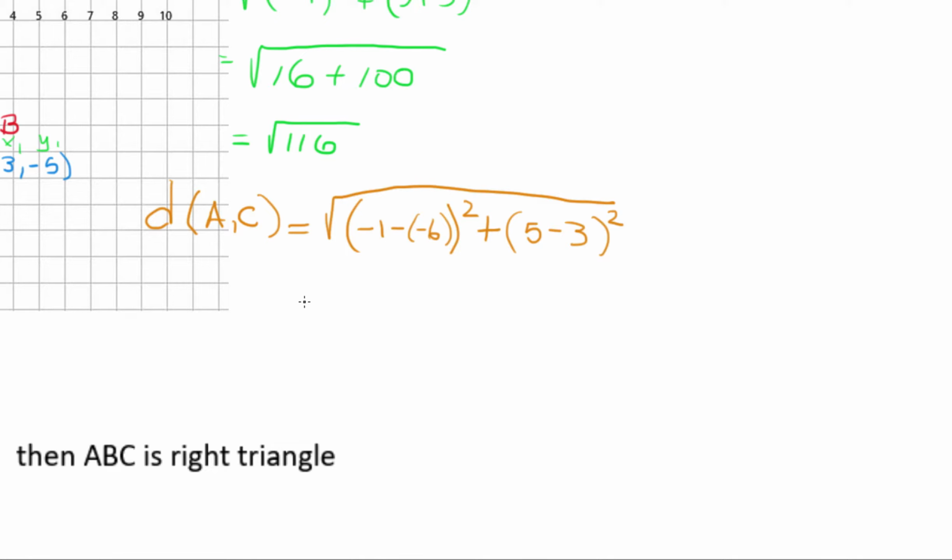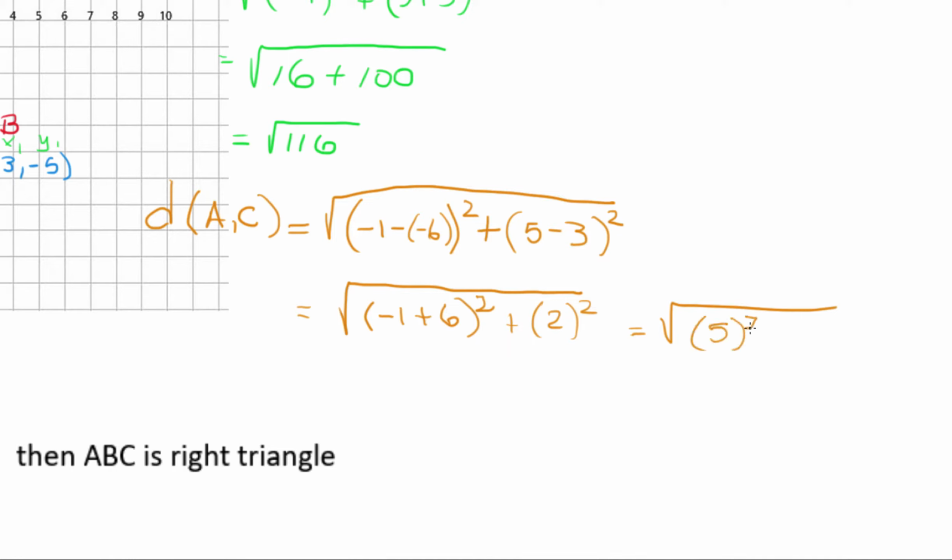Okay. Now we just have to compute. Negative 1 minus 6. So remember, minus and minus makes plus. We have to change that. So negative 1 plus 6. Don't forget to change it. And 5 minus 3 is 2. Negative 1 plus 6 is positive 5. That 2 is ugly.